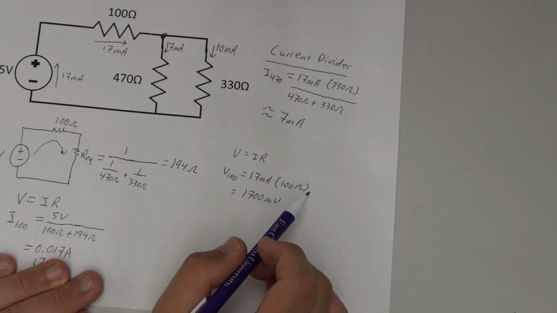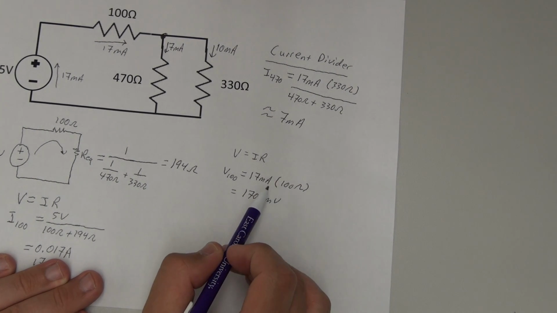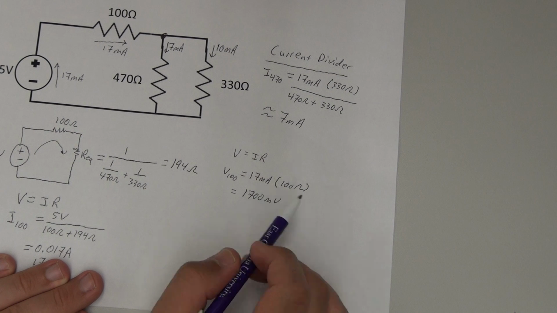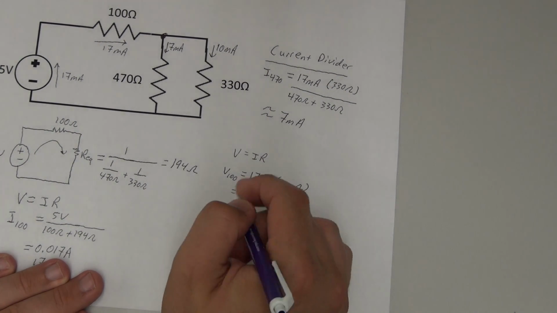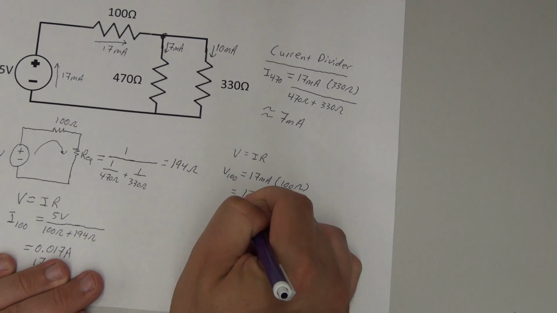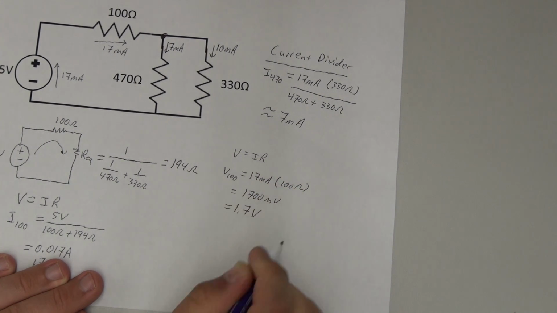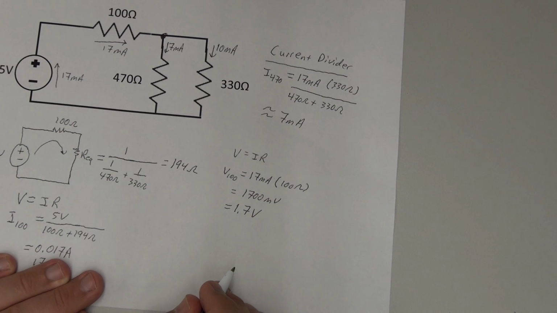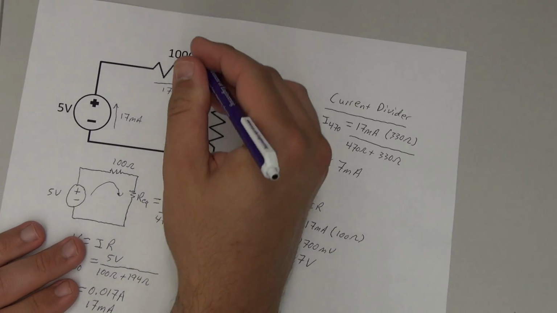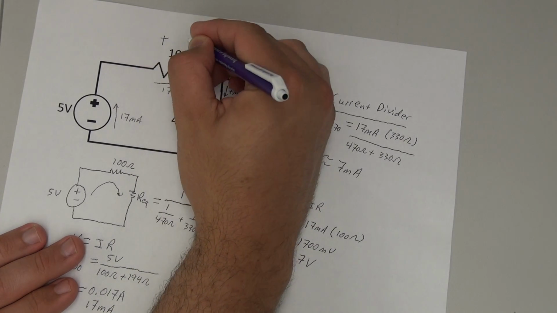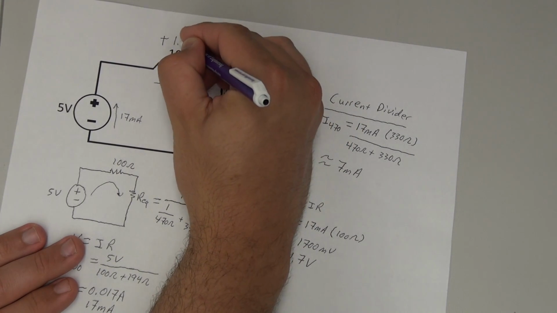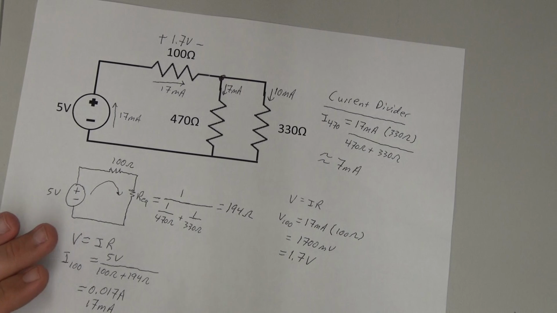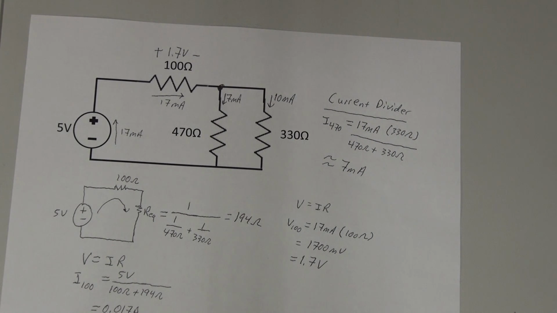We have to carry the milli through. Ohm's law requires that we have things in base units, or if we have any prefixes like milli or kilo, that those get carried on through. So since we have 1700 millivolts, that simply equals 1.7 volts. So we have 1.7 volts dropped across this 100 ohm resistor. Let's go ahead and draw that. We have 1.7 volts. Now let's go back and recall Kirchhoff's voltage law.